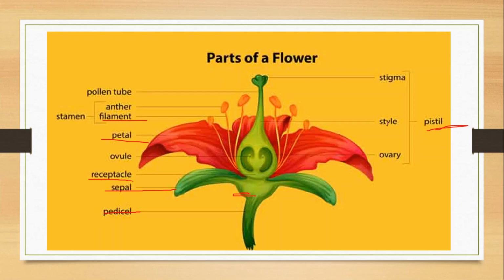So you can see here that pistil and anther are the necessary parts of the flower and other parts are accessory parts. They are assisting, helping the flower in the process of reproduction.